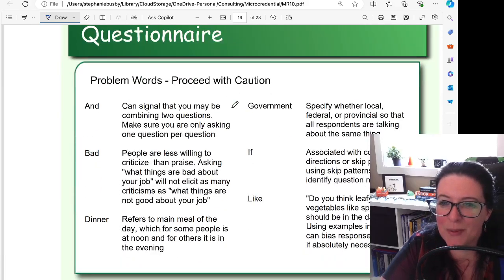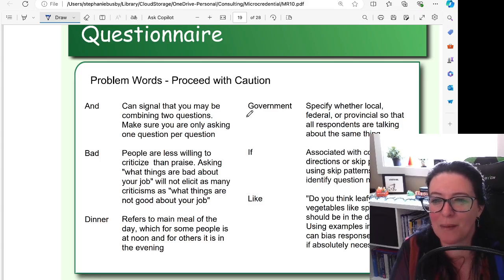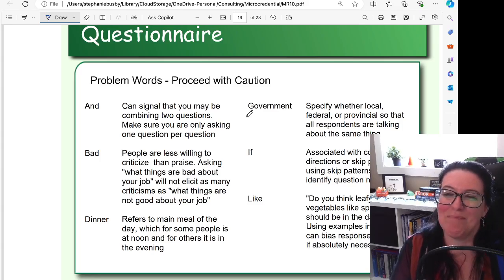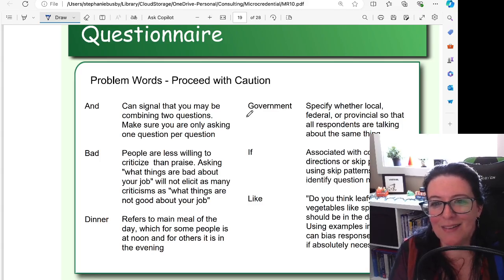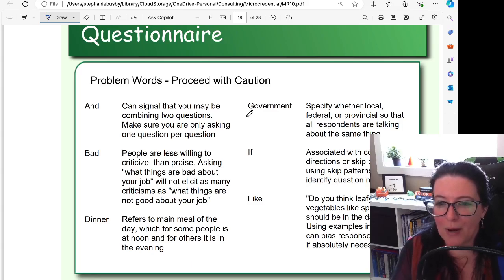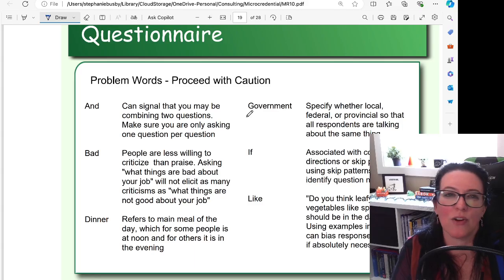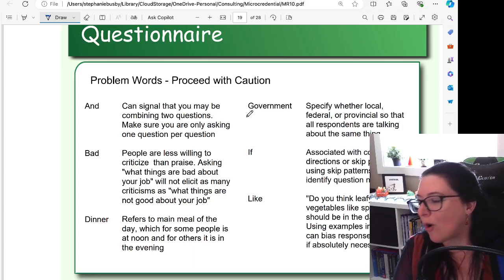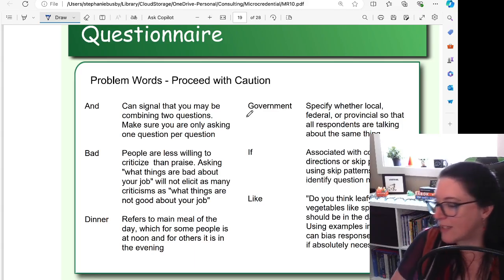These words, proceed with caution, so you can include them, but be careful about them, and they usually signal that we have a double-barreled question. So check and separate them into two questions. Be careful about words like bad. People are less willing to criticize than praise, so we want to avoid biasing language, or language that might have different interpretations. So the word dinner, for example, for some cultures that's at noon and for others that's in the evening. So we want to be more specific about what we're asking about, the evening meal or the midday meal, if you want to ask specifically about one tied to a particular type of day.